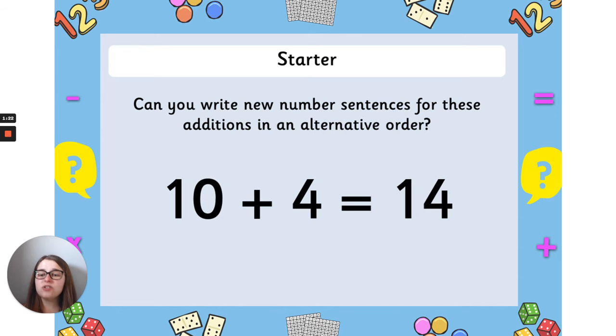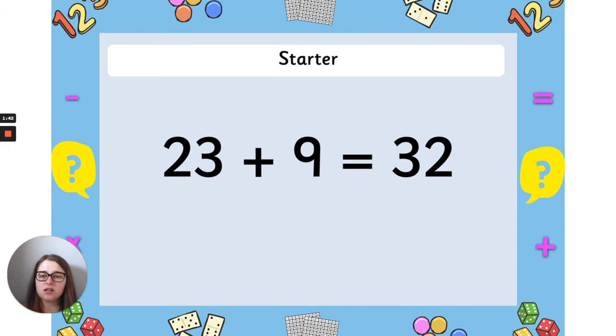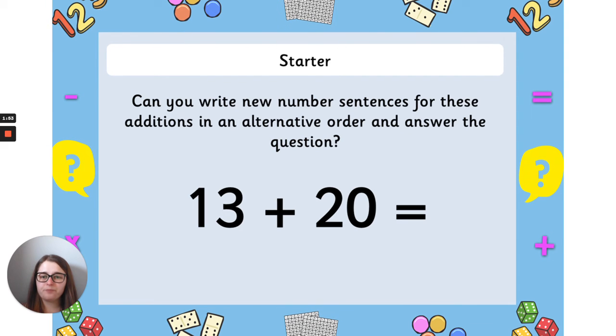Okay, can you write the new number sentences for these additions in the other order? So 10 add 4 equals 14. I need you to swap the two numbers 10 and 4. Do you still get the same answer? Do you still get 14? Pause the video now and write that down for me. Okay, super. 23 add 9 equals 32. If you swap those numbers around, do you still get 32? Pause the video now and complete that for me. Brilliant.